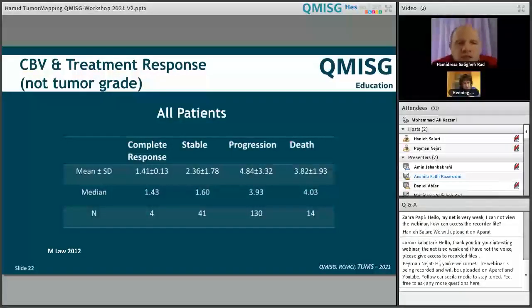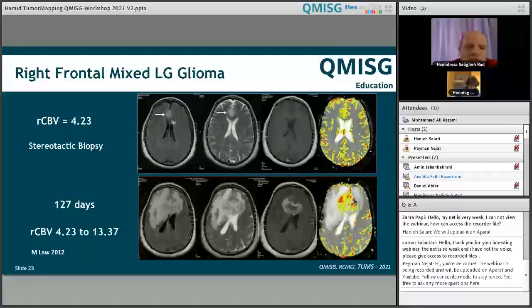This slide also shows cerebral blood volume plays a major role in understanding the treatment response. So on top of tumor grading, for the treatment response, we also have different levels of cerebral blood volume numbers. Here, a right frontal mixed low-grade glioma has a recurrent situation.